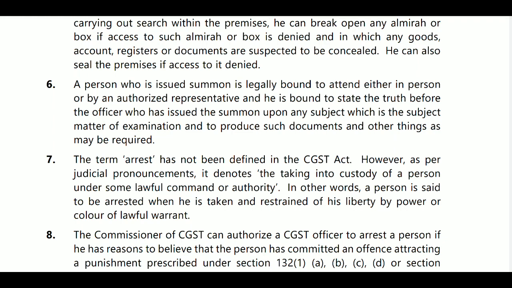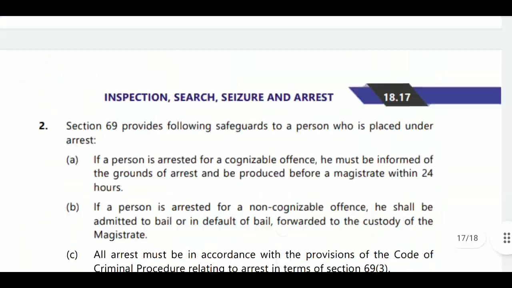So here, the person who is issued summons is legally bound. He may attend in person or through an authorized representative, and he is bound to tell the truth before the officer who has issued the summons upon any subject which is the subject matter of examination, and he is required to produce documents whatever the officers require. So he must provide the truth before the officer, and whatever documents are required, he must produce. He may attend either in person or through an authorized representative. That is question number 6.